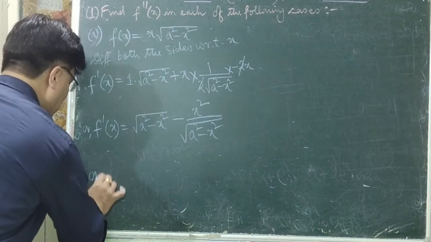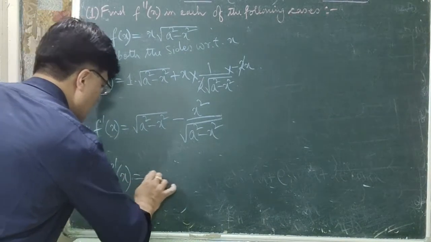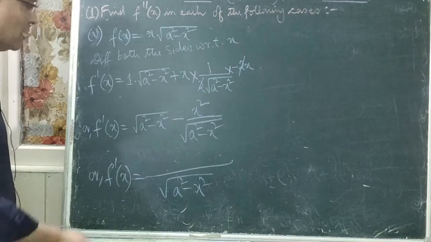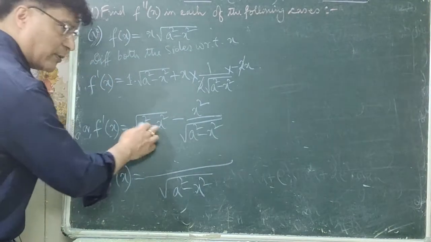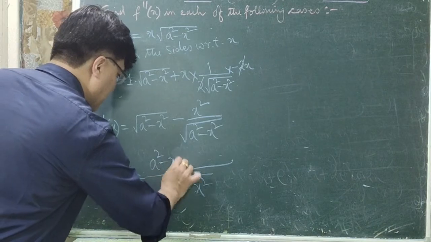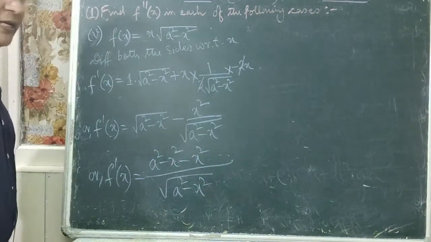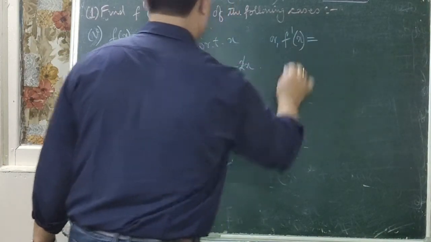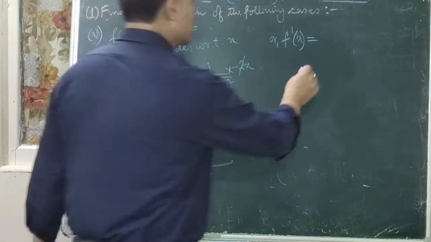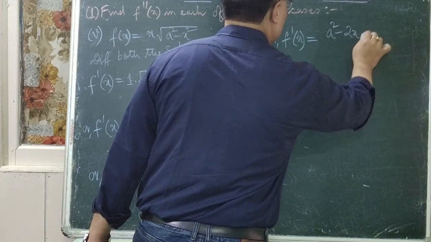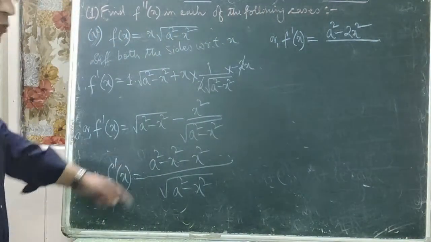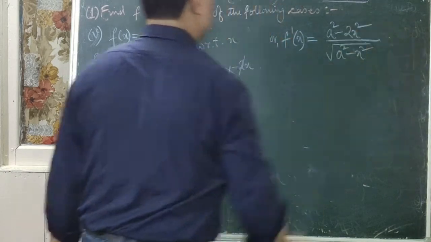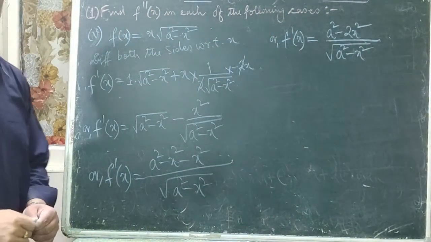So now let us simplify it. First, f dash of x is equal to, what's the LCM? This is root over a square minus x square. You know how to simplify it. Now root over a square minus x square into root over a square minus x square, what is it? It is a square minus x square, minus x square, right? Or f dash of x is equal to a square minus 2x square, the whole divided by root over a square minus x square. So I think you have understood it.